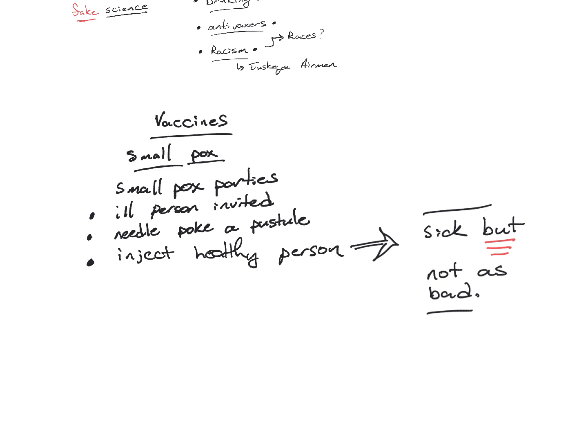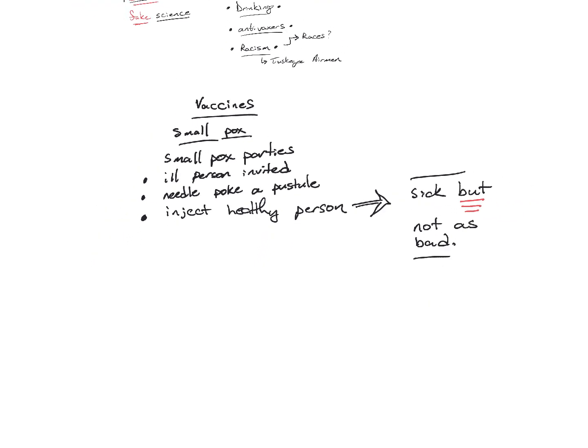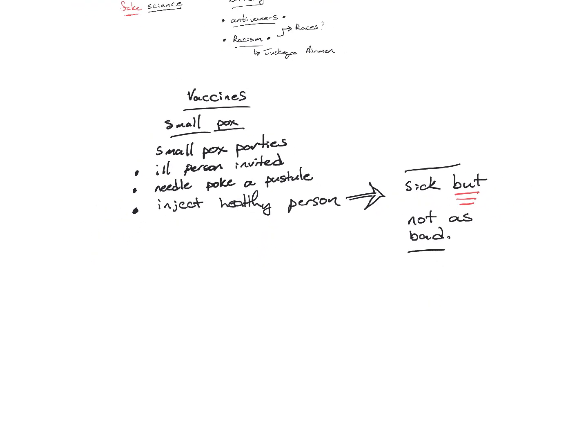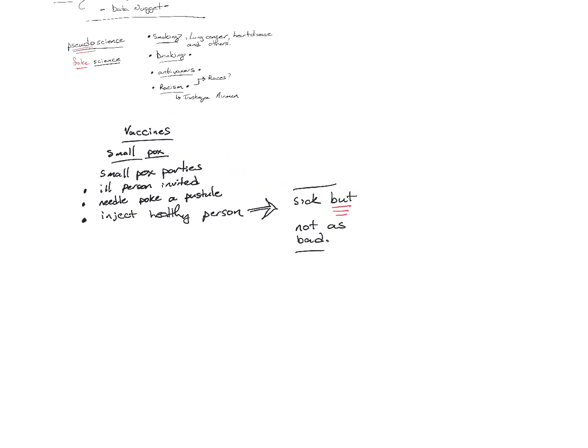The people that got it naturally without getting that little injection would get sick and possibly die. So why did they get sick and not die? Or why didn't they get sick as bad?